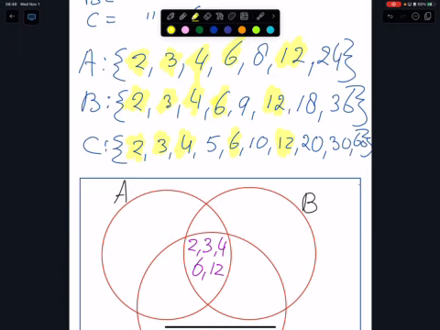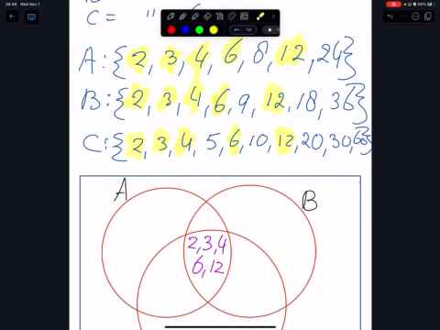Highlighted blue or pink belongs to A and B. That's it. Nothing belongs to A and B alone. So if you notice, the set of A and B is empty. This is A and B. Only A and B. It's empty. Nothing belongs to A and B.